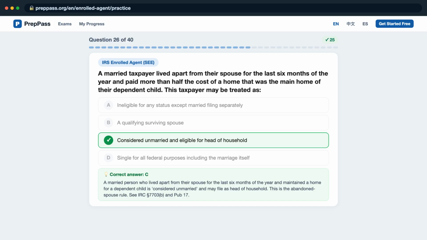A married person who lived apart from their spouse for the last 6 months of the year and maintained a home for a dependent child is considered unmarried and may file as head of household. This is the abandoned spouse rule. See IRC Section 7703(b) and PUB 17.